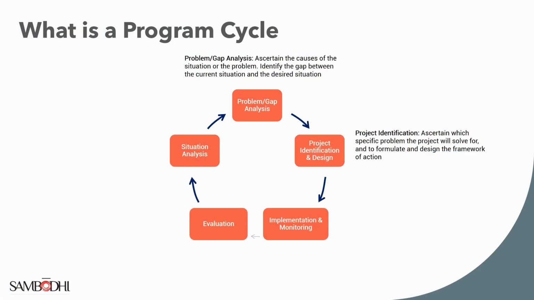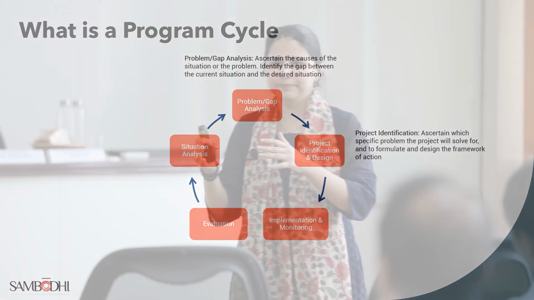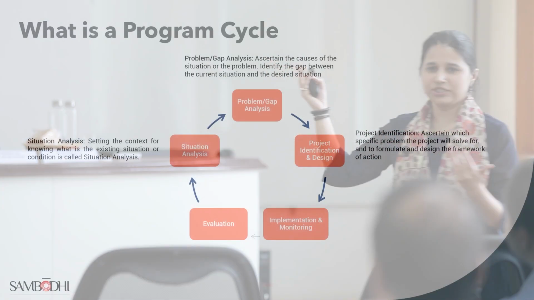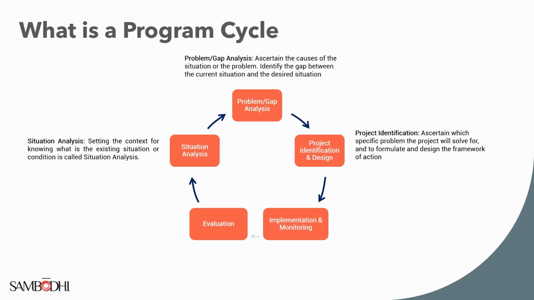Then I have my project identification and design. Once I have identified what my problem is, I go on to start thinking about how I should design my program or my project to solve that problem. Like we just discussed, what will be my activities? Also just keep in mind, as we discussed, situation analysis at times may happen along with your problem analysis or before your analysis, because it's a similar aspect, that is, what is the existing situation. Situation analysis can be done at various stages.